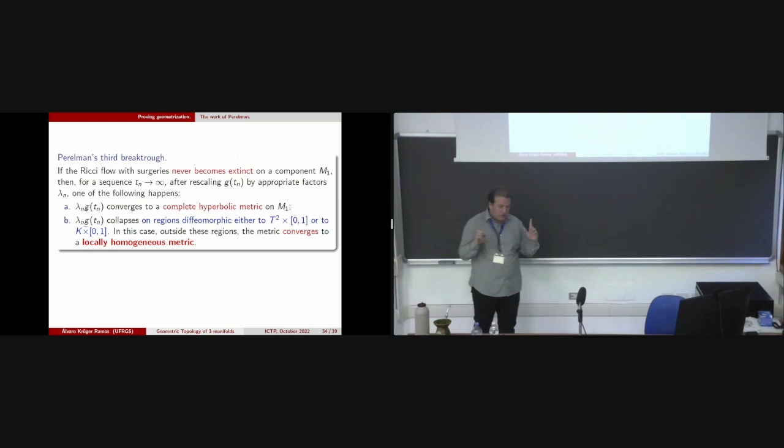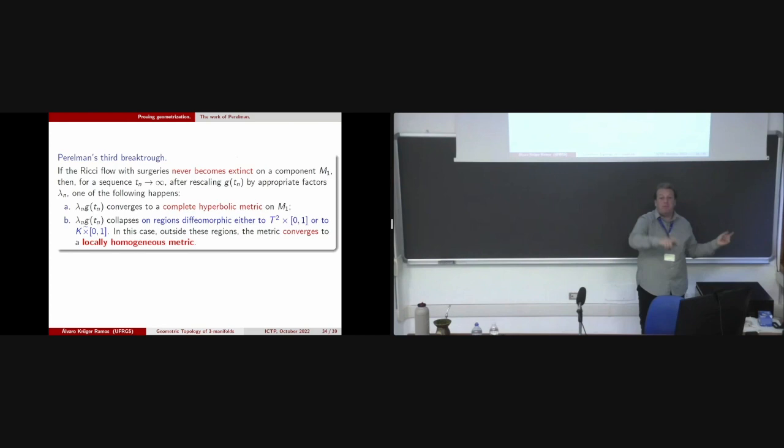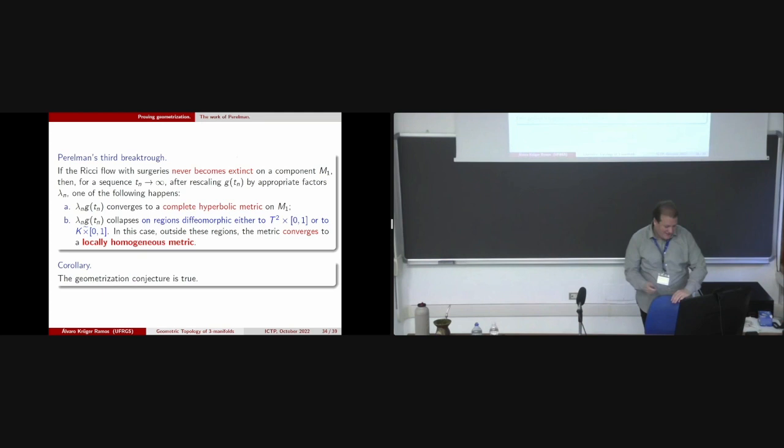Whatever you don't collapse, you now have torus boundary. And the interior of these regions where the metric doesn't collapse, these rescaled metrics will converge to locally homogeneous metrics, complete locally homogeneous metrics. Corollary, geometrization conjecture. That's exactly what geometrization was saying.